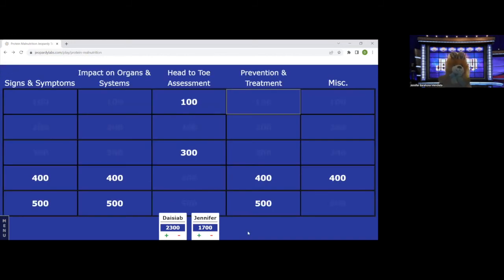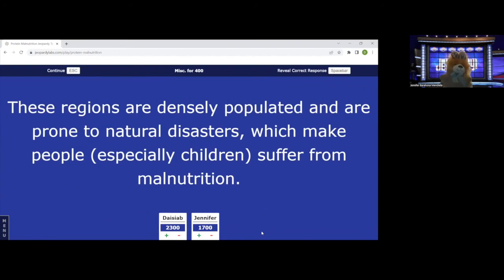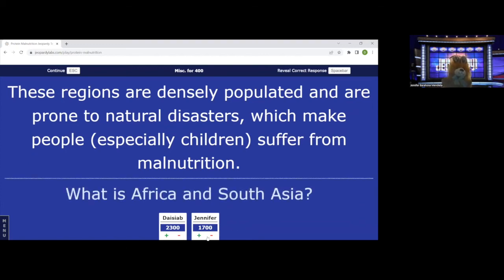Let's do miscellaneous for 400. These regions are densely populated and are prone to natural disasters, which make people, especially children, suffer from malnutrition. What is Africa and South Asia? That is correct. What is Africa and South Asia? Next question.